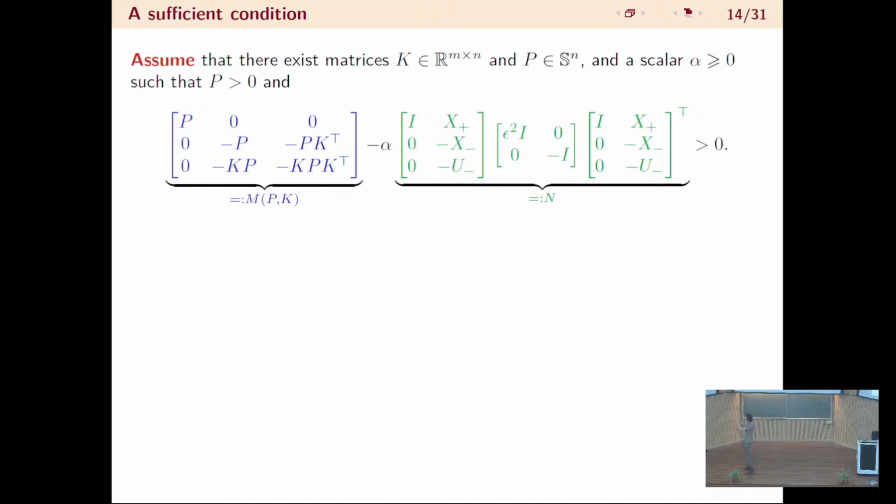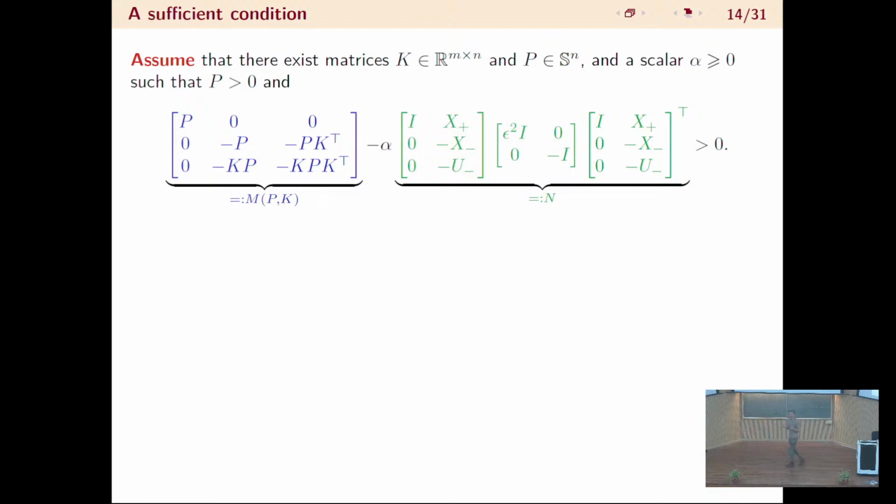So what is this matrix inequality? Well, in the matrix in blue here, you recognize the matrix that was specifying the Lyapunov inequality. And here, the matrix in green, that is the matrix that is specifying the set of all systems consistent with the data. And I now assume that the blue matrix minus some scalar alpha times the green matrix is positive definite. That's my assumption. In fact, I assume that there exists K, P, and alpha such that this inequality holds.